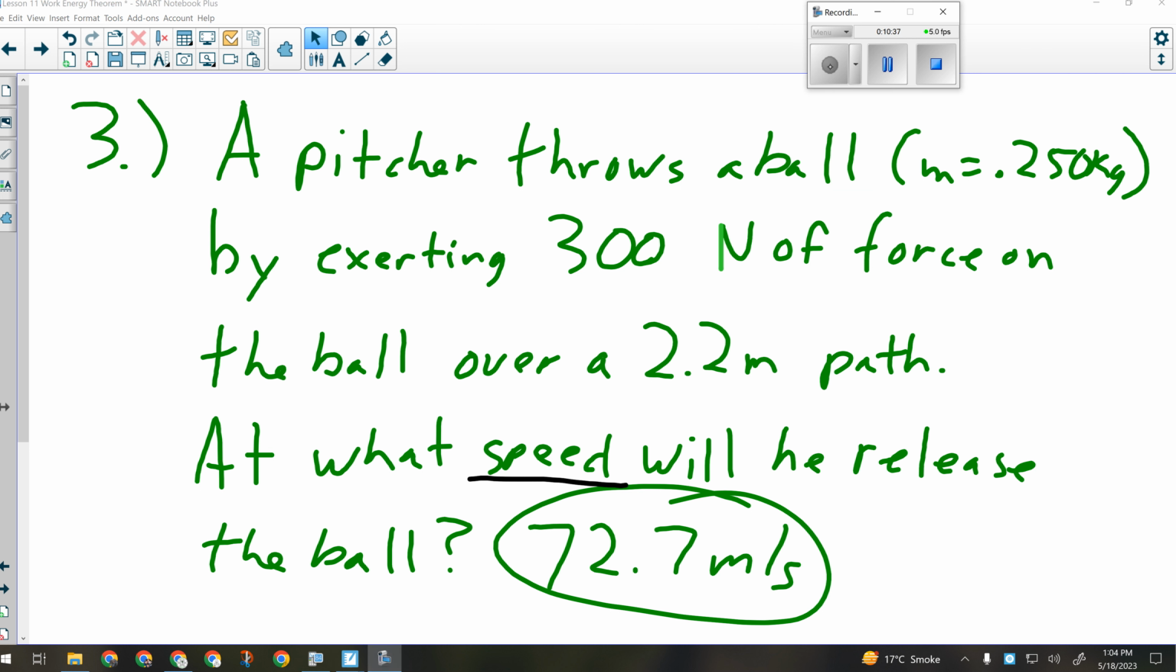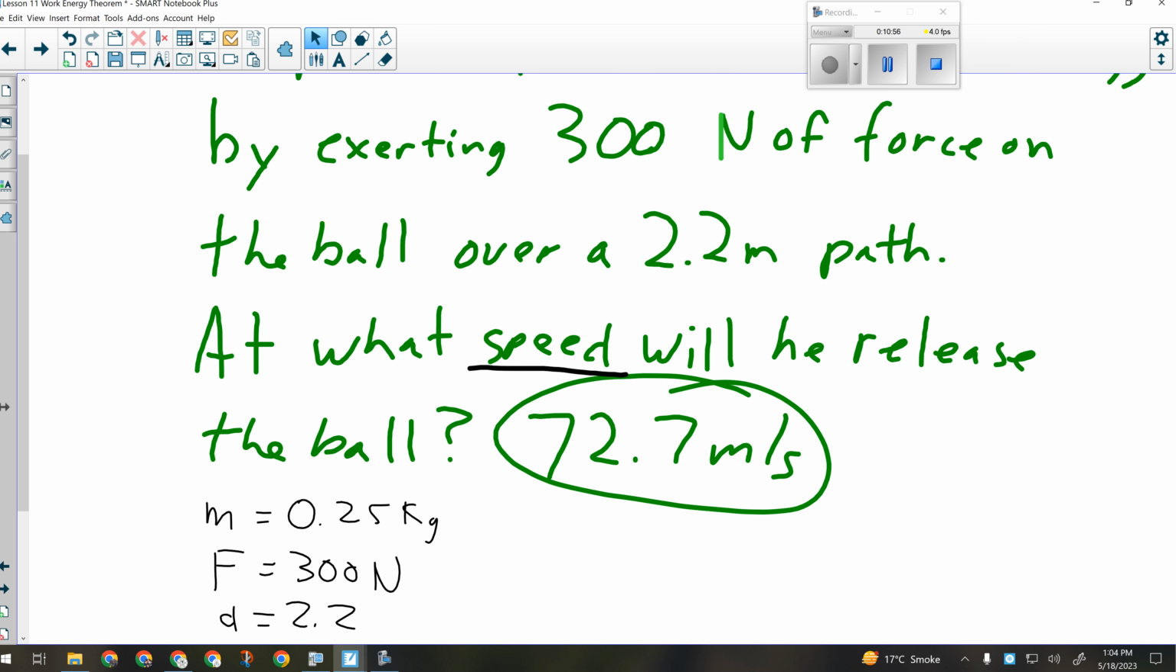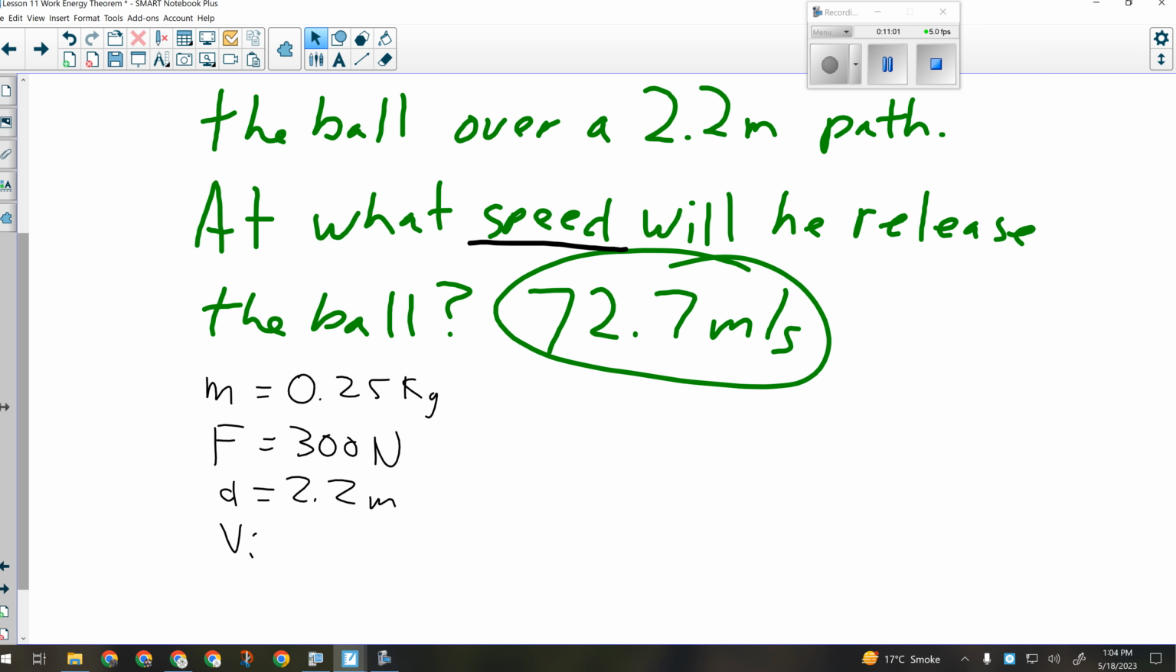So again, following the pattern here, I want to write down my givens. I know the mass, I know the force. So mass equals 0.25 kilograms. The force being exerted is 300 newtons. The distance over which it is exerted is 2.2 meters. And I know that Vi is 0 meters per second. So you get 1 mark for that if this was a quiz or a test. And this is very much a test level question.